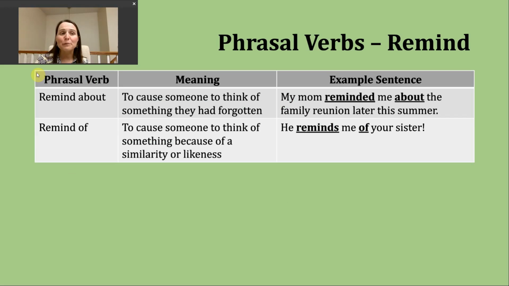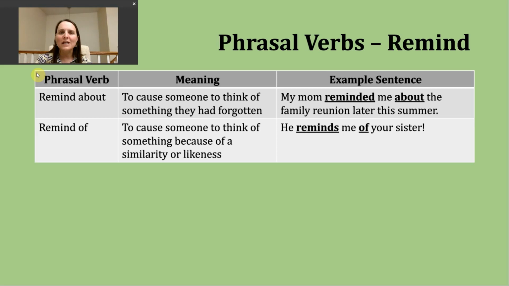A second phrasal verb you might hear is to remind of. When we use this, we are suggesting or saying that someone else is being caused to think of someone or something else because there is a similarity or something that's the same, a likeness.